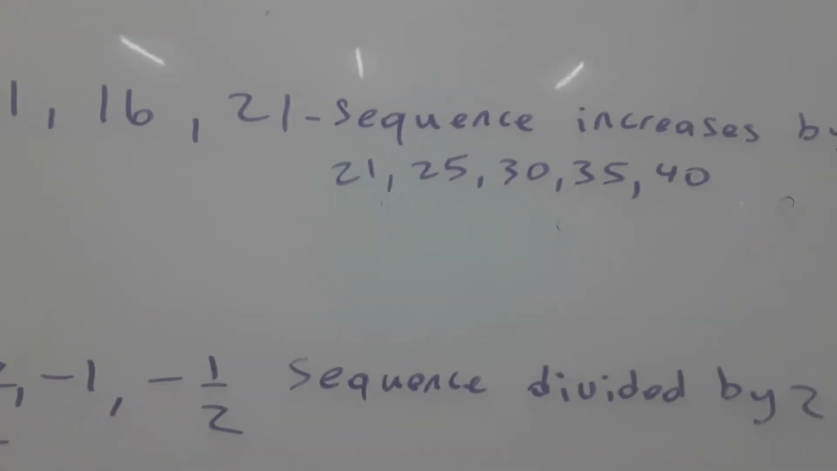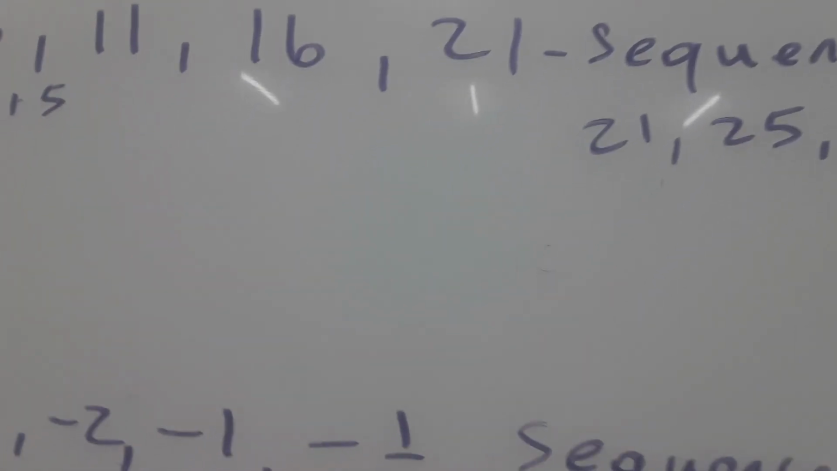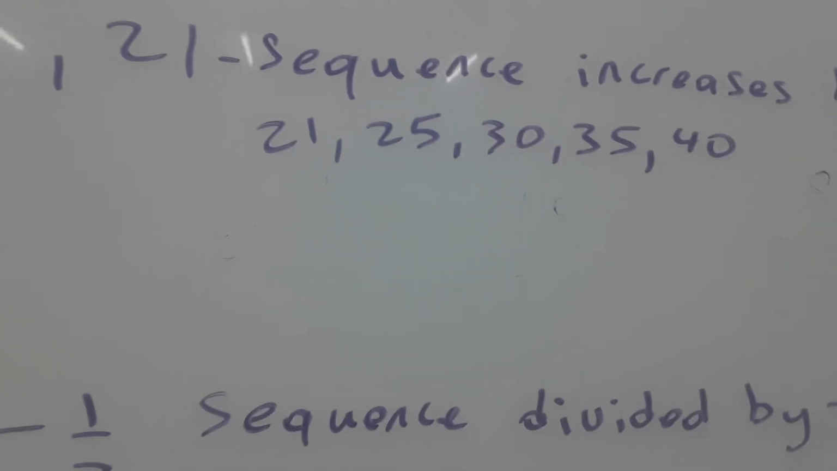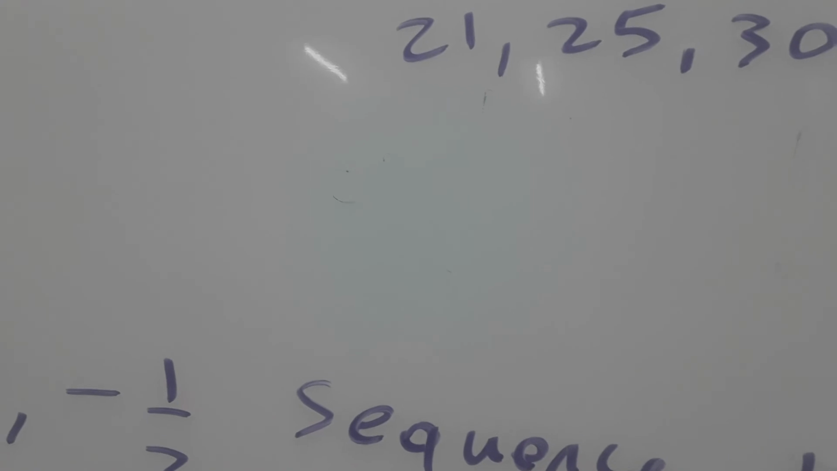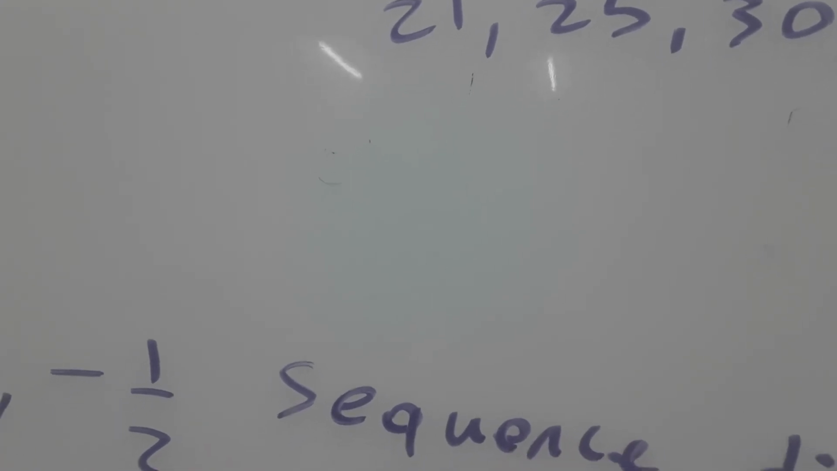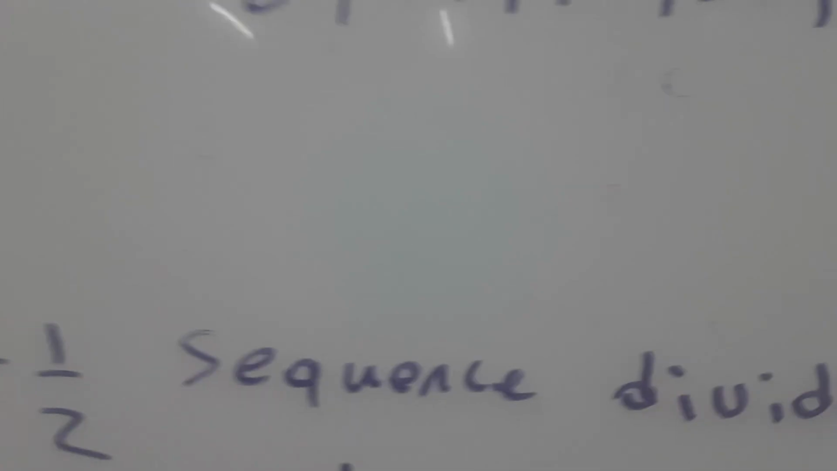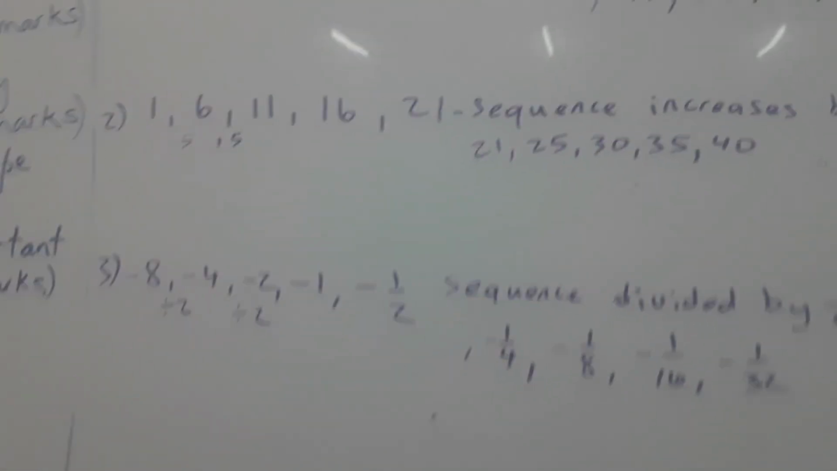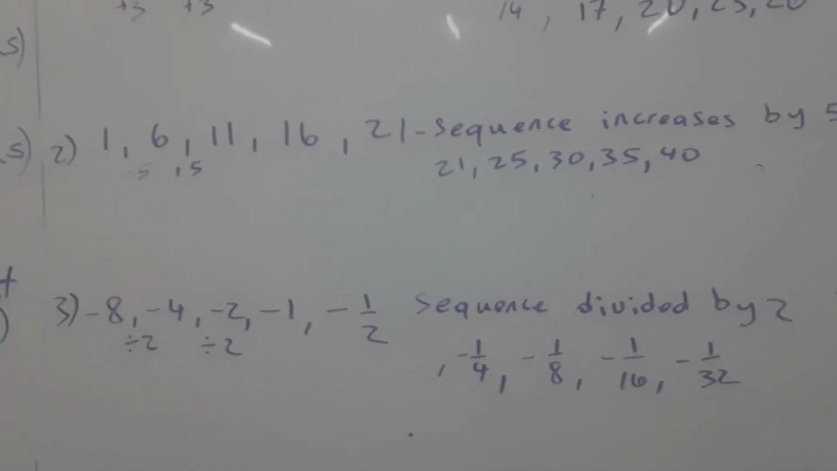So the next number in the sequence, after we have negative a half, would be negative a quarter. Negative a quarter divided by 2 would be negative 1 over 8. Negative 1 over 8 divided by 2 would be negative 1 over 16. Negative 1 over 16 divided by 2 would be negative 1 over 32. And so for that sequence, we see that the terms are being divided by 2.